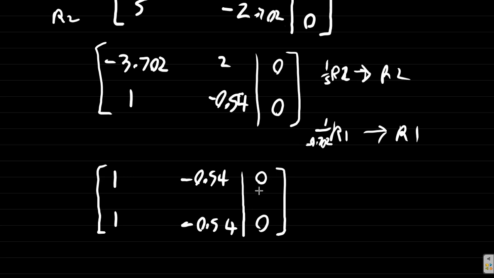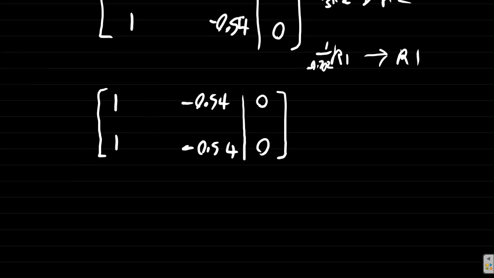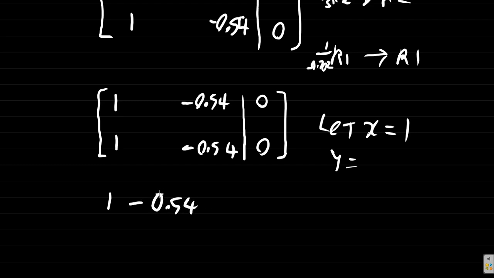Now, there is no specific value for x and y. So, let x be a certain number. The simplest number is 1. Let x equal 1. Then y would be, now if we let x equal 1, let's rewrite this first. That's row 1. 1x minus 0.54y is equal to 0. Let's put in the x and y.